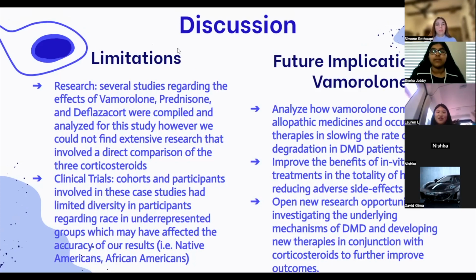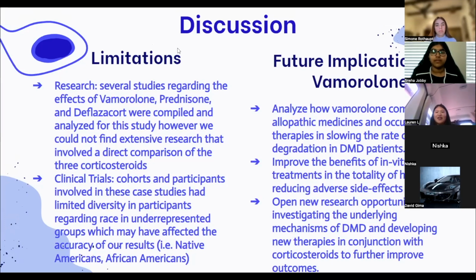While this research project typically analyzed very recent research articles and publications, there was not too much research that directly compared the 3 corticosteroids, which could have limited the data.